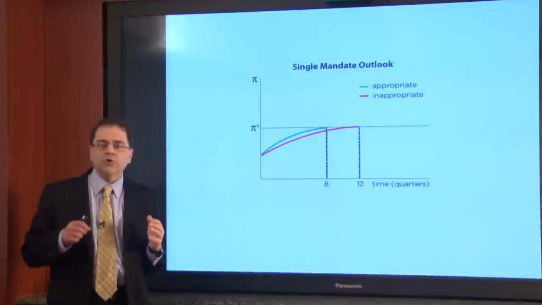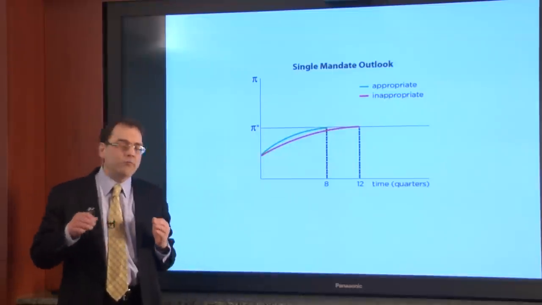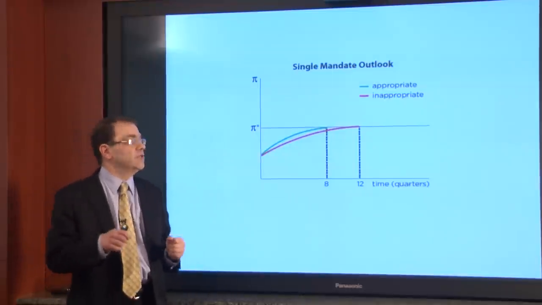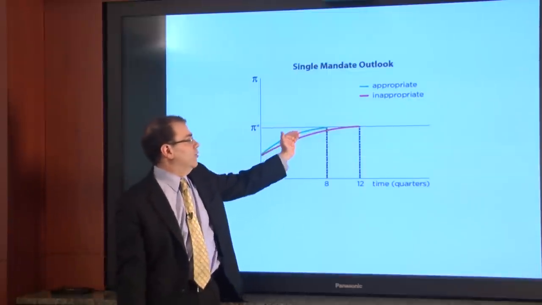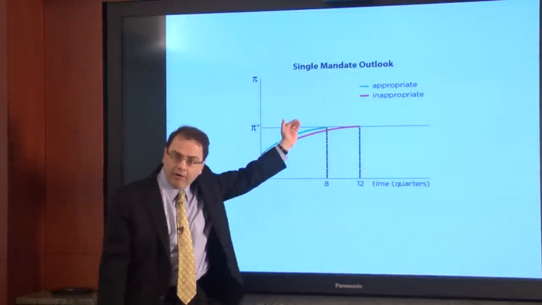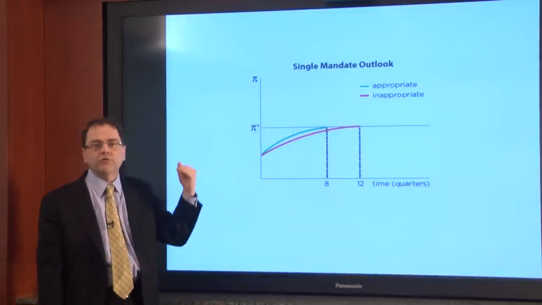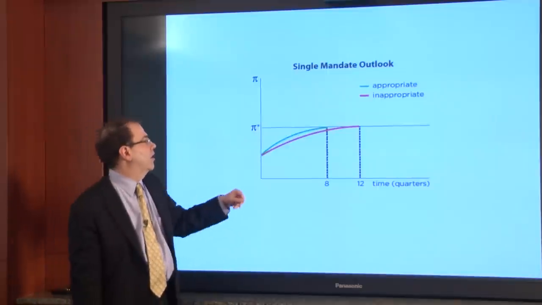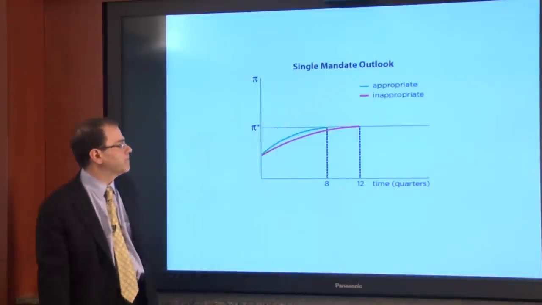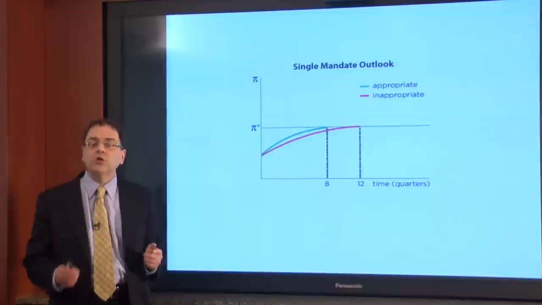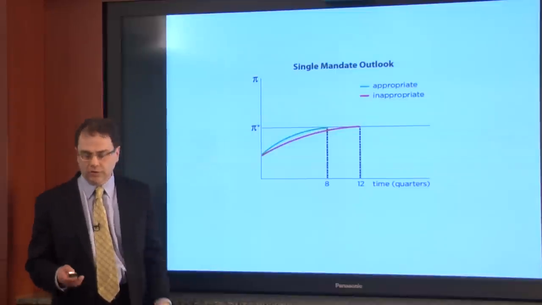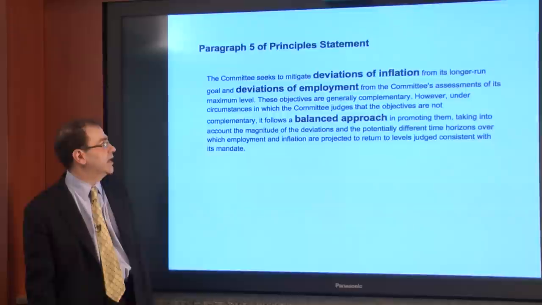So this kind of outlook chart helps you sort out between what kinds of policy stances are appropriate and inappropriate. In particular, the red outlook is inappropriate because you can do better in mitigating deviations of inflation from its long-run objective by adding accommodation. All this was under the pretense, of course, that the Fed has only a single mandate, when in fact it actually has a dual mandate, and that's what I want to turn to next.